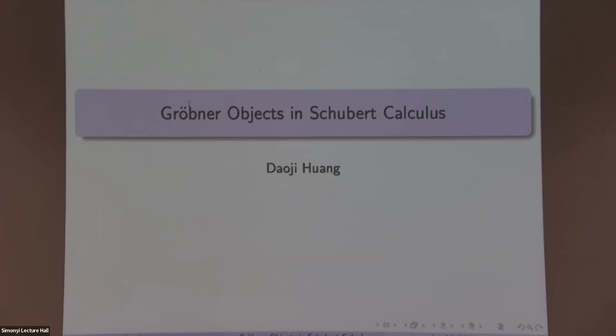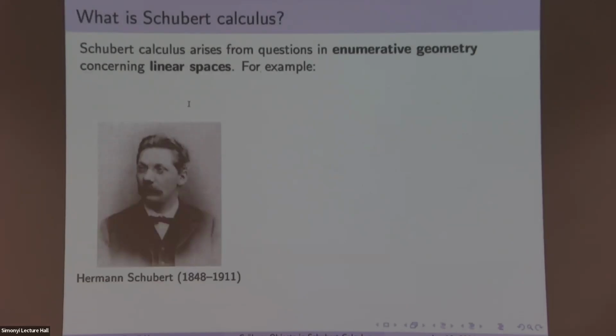Okay, today I'll be telling you about Gröbner objects in Schubert calculus. First, I will say what Schubert calculus is. So you might sometimes hear complicated adjectives in front of Schubert calculus, such as quantum, affine, K-theoretic. I'm not going to talk about any of those today. I'm going to stick with a very classical setting.